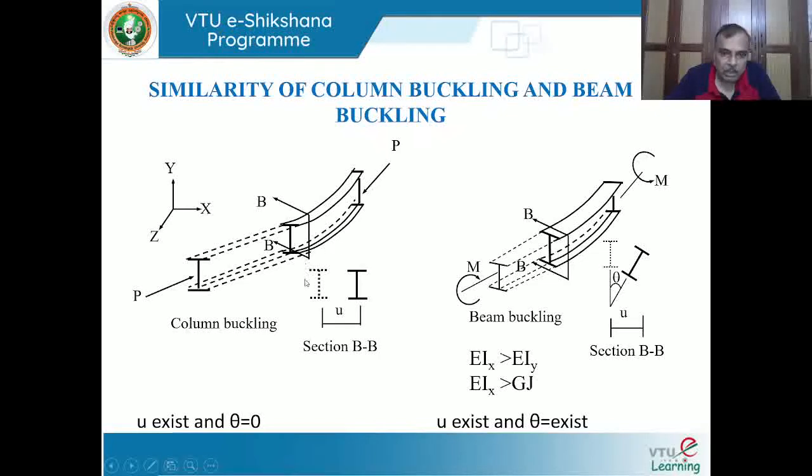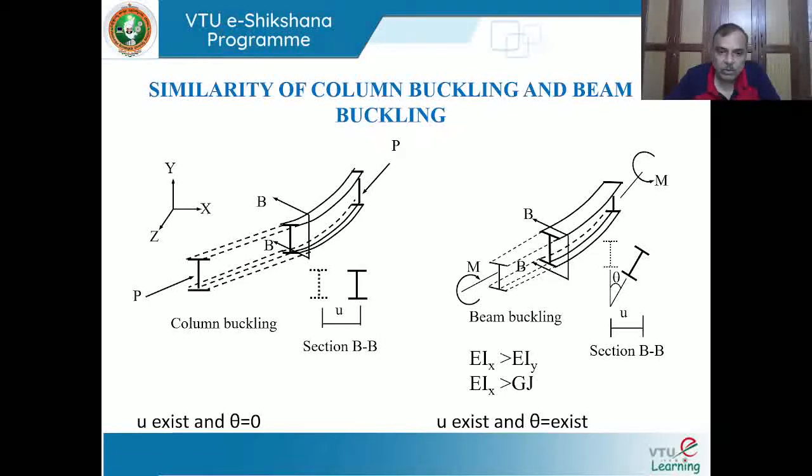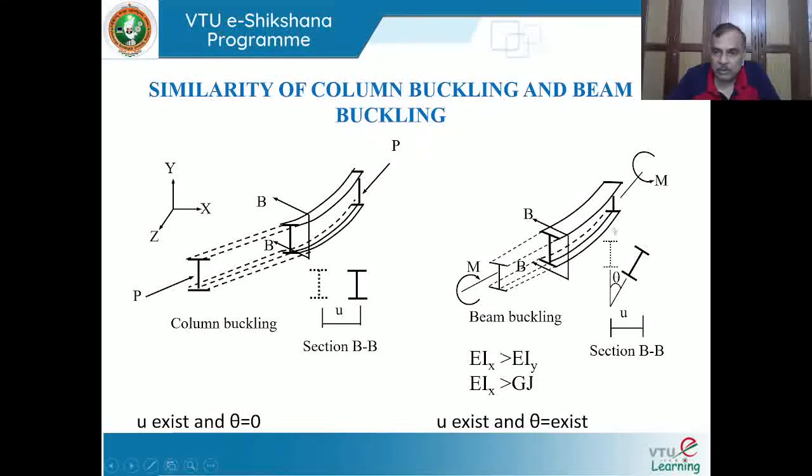So in column buckling, movement happens only in one direction. The shape is not going to change in terms of rotation. But in beam buckling there are two types of movement: one is the horizontal movement, and we also have the vertical movement and the twisting effect, leading to rotation of the cross section. So that is the only difference when you compare it to column buckling.